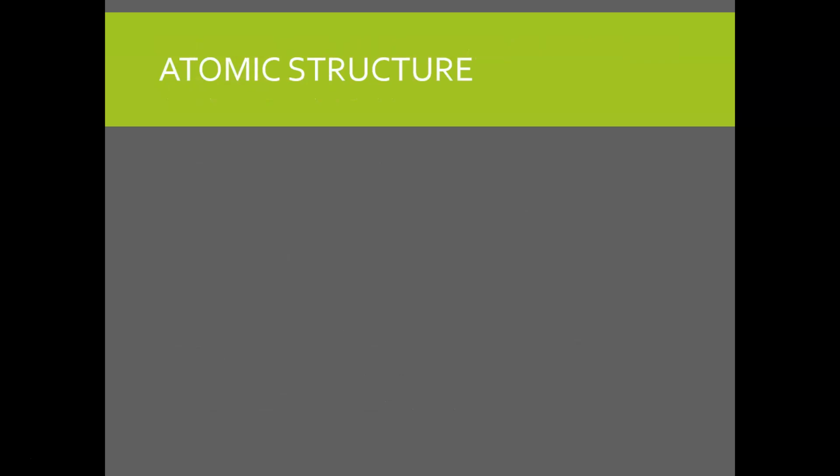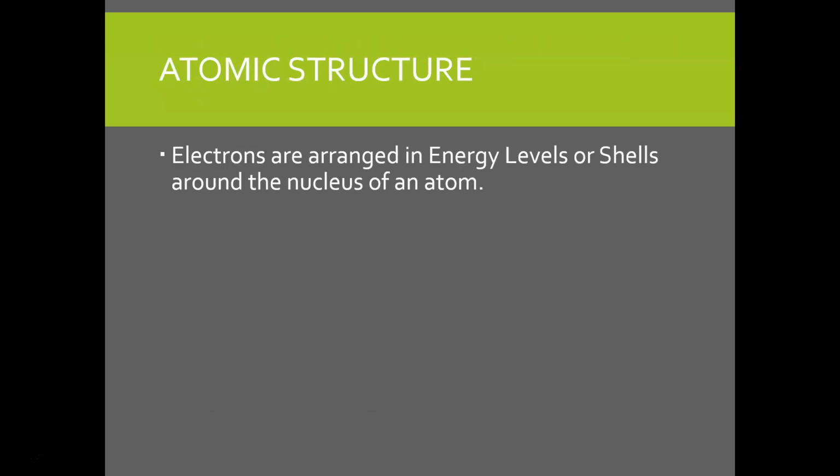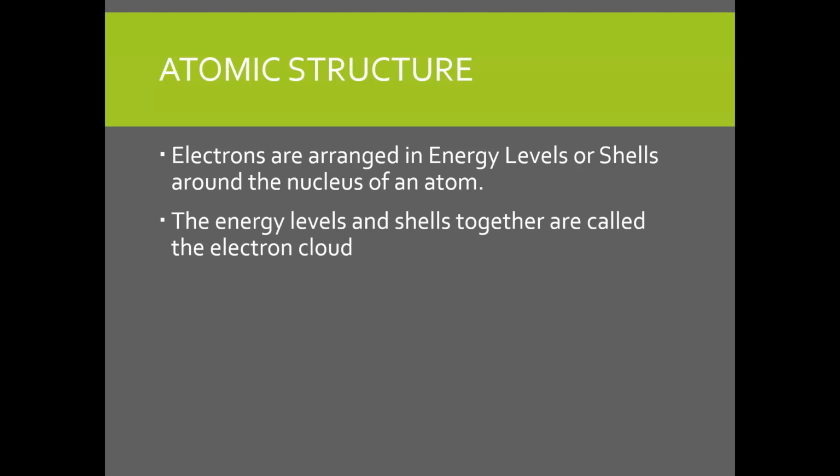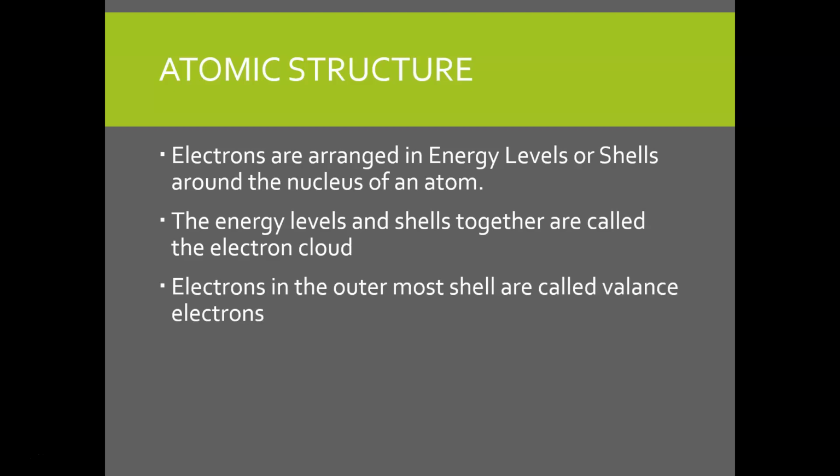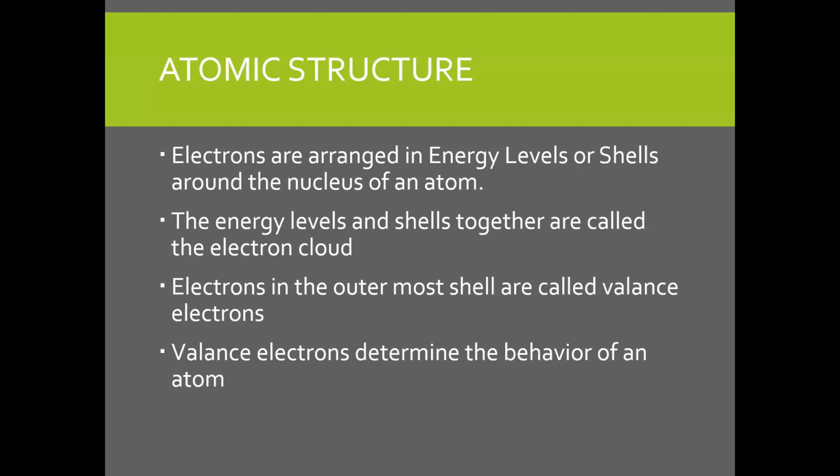So let's talk about atomic structure. Atomic structure is composed of electrons, which are arranged in energy levels or shells around the nucleus of an atom. The energy levels and shells together are called the electron cloud. Electrons in the outermost shell are called valence electrons. These are not all the electrons, just the farthest out ones. And valence electrons determine the behavior of an atom.